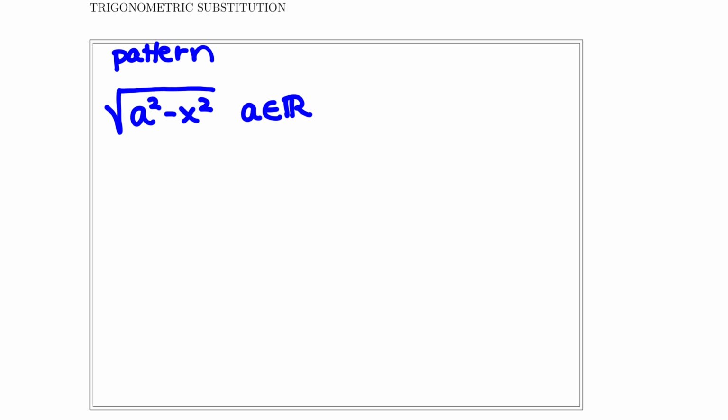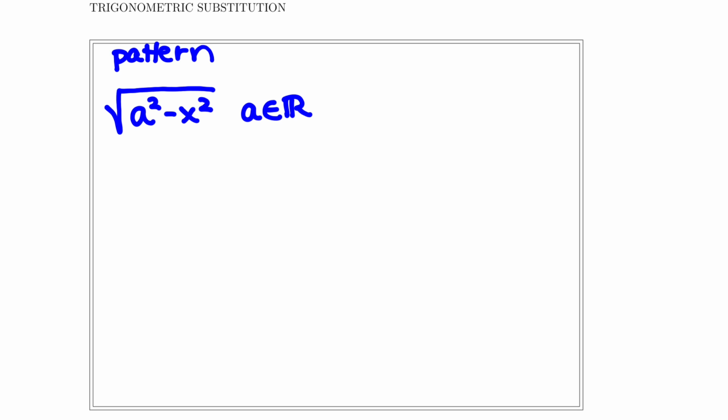If your pattern does not have U sub, then you're going to look for something that involves this Pythagorean identity. It's going to be one of 3 forms. So, number 1 is right here, the pattern. Your first pattern will be of the form a squared minus x squared, where a is a real number, okay?